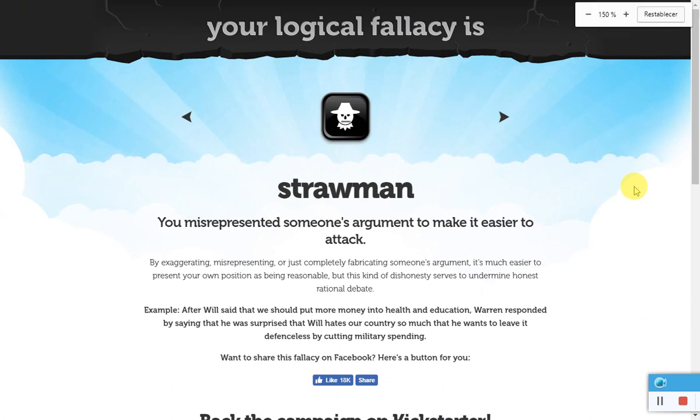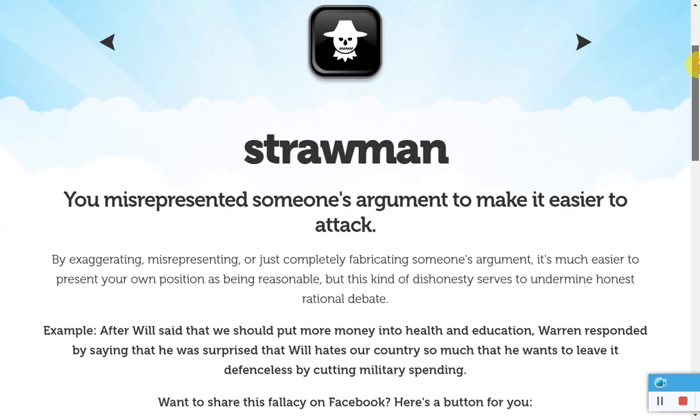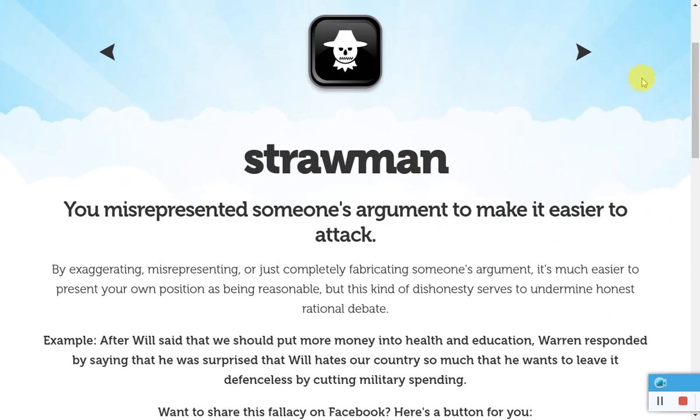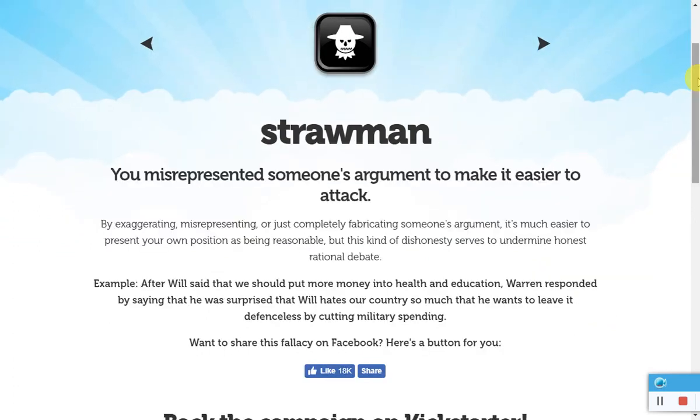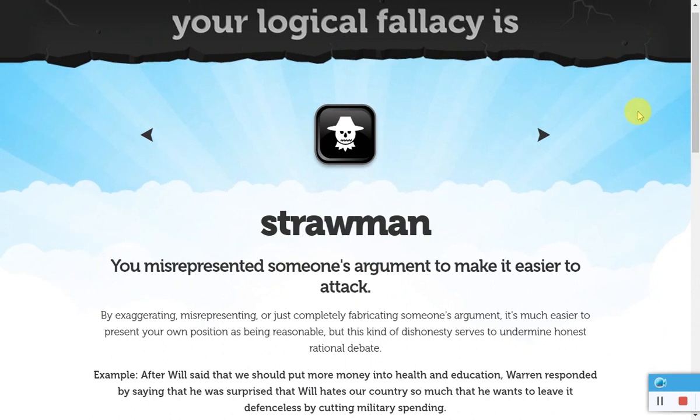By exaggerating, misrepresenting, or just completely fabricating someone's argument, it's much easier to present your own position as being reasonable, but this kind of dishonesty serves to undermine honest rational debate. Example: after Will said that we should put more money into health and education, Warren responded by saying that he was surprised that Will hates our country so much that he wants to leave it defenseless by cutting military spending.